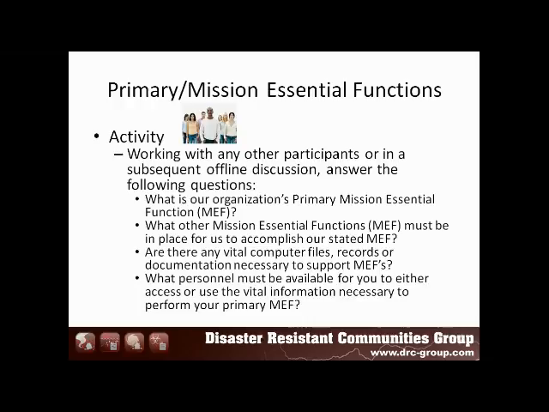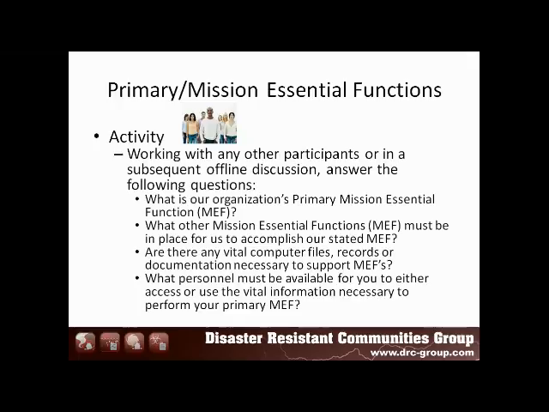Working with other participants or in a subsequent offline discussion, answer the following questions. What is your organization's mission essential function, MEF? What other MEFs must be in place for us to accomplish your stated primary MEF?